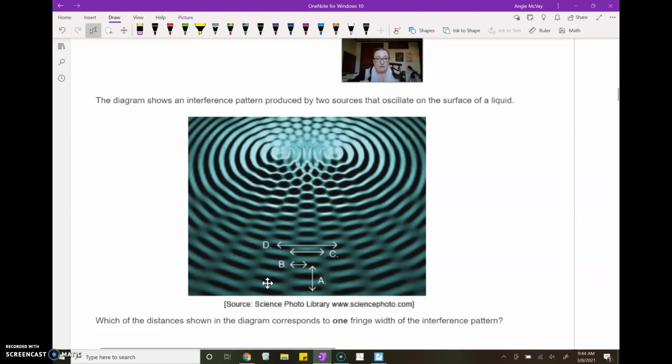So here's a diagram, if you remember this from our ripple tank simulation. This shows an interference pattern produced by two sources that oscillate on the surface of a liquid. We've got our two point sources right here. Those are our two disturbances, and we're seeing those waves propagate, but also the waves from those two sources are overlapping and interfering.